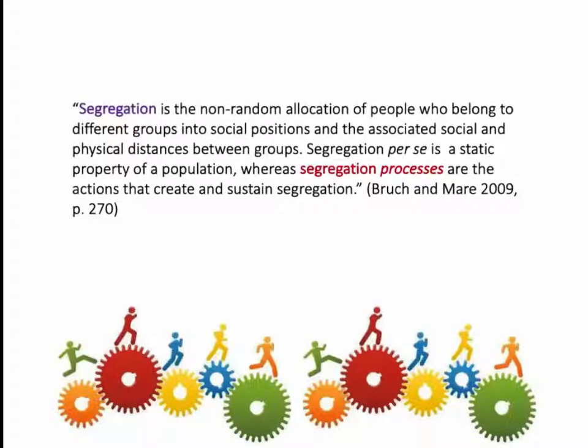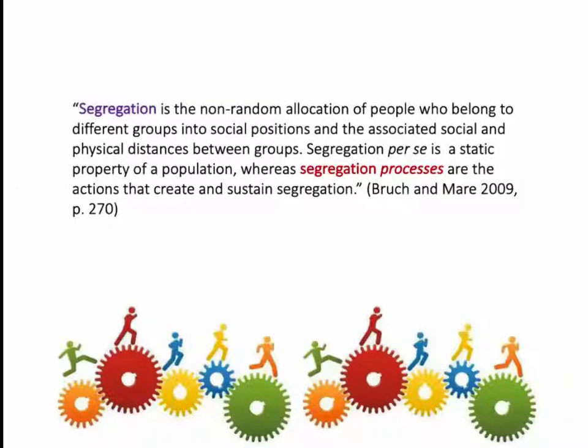Okay, in order to make sense of that, what we're going to do is talk about the segregation process. So the segregation process is different from segregation. Here I have a definition from Brook and Mayer. They say segregation is the non-random allocation of people who belong to different groups into social positions and the associated social and physical distances between groups. It's just a fancy way of saying that according to certain social attributes, we are separated in whatever form.